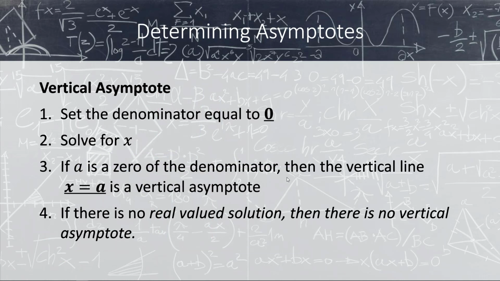Okay, well, how do we figure these things out? Well, vertical asymptotes are pretty straightforward. First, vertical asymptotes occur when the denominator is equal to 0, and that occurs at all the zeros of the polynomial in the denominator. As a consequence, we just set the denominator equal to 0 and solve for x. All those solutions are going to be the x values for our vertical asymptotes. Now, if you solve for x and you get no real valued solution, then there is no asymptote, because we are only restricting ourselves here to the real line, or to real numbers.